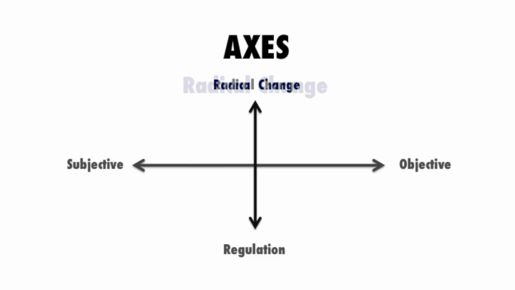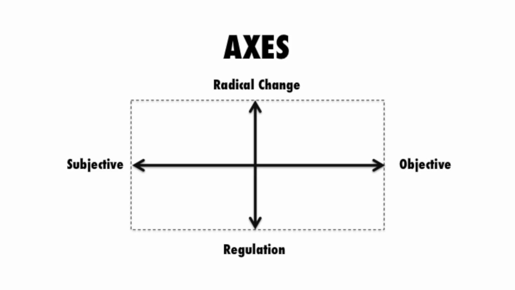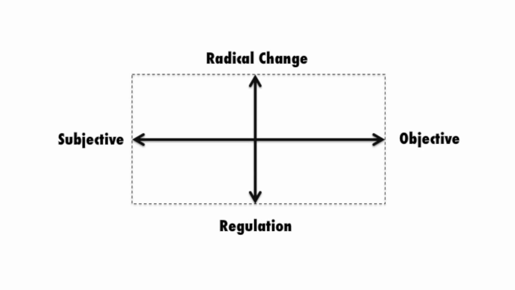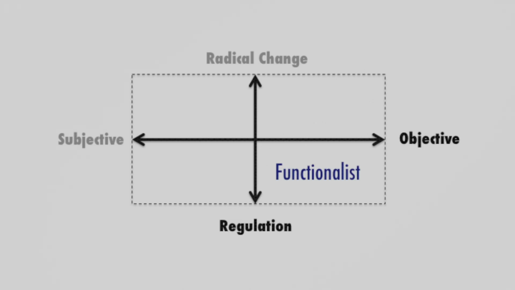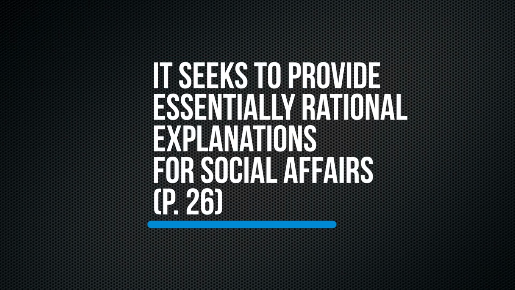When we cross these two axes, we get the four research paradigms or four quadrants. On the bottom right, we have the primary or traditional paradigm for lots of social scientific research. Functionalist research and theory looks at the status quo. They study things the way they are currently. As Burrell and Morgan put it, researchers in this area seek to provide essentially rational explanations for social affairs.